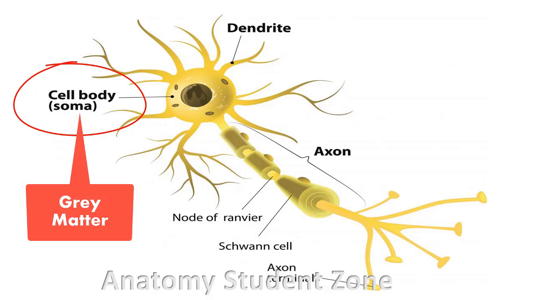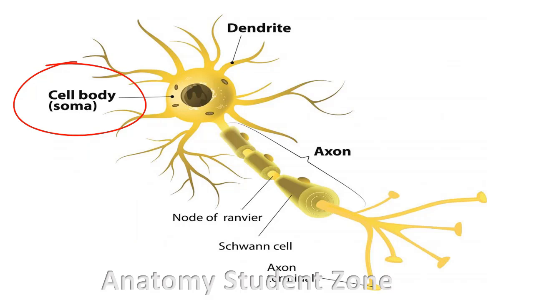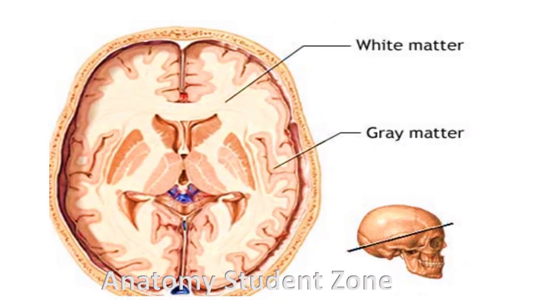So you can see all parts of the neuron except the axon; if they are collected, we collectively name them gray matter. Gray matter is named for its pinkish or gray appearance because of the neuronal cell bodies. And you know the gray matter in the brain and the spinal cord is also known as substantia grigia.